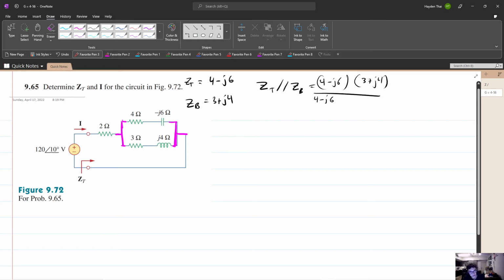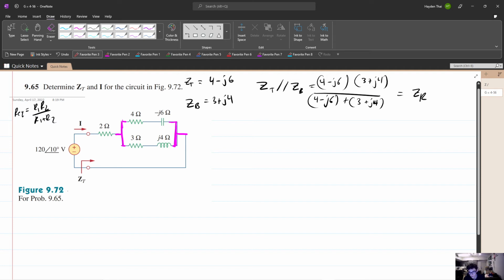4 minus J6 plus 3 plus J4. And then if you're confused on how to do that, it's just the shorthand equation of writing resistors in parallel, right? R equivalent is equal to R1 times R2 over R1 plus R2. So that's all I'm doing there. Okay, so I'll just call this ZR.